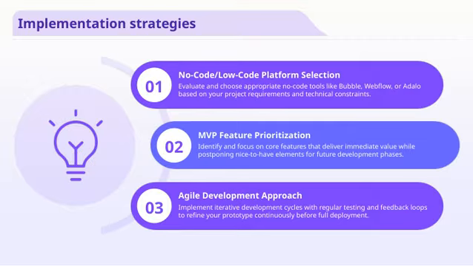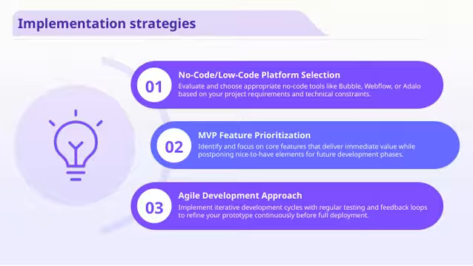Think about what features you need and how easily your team can work with these tools. Next, we have MVP feature prioritization. It's all about identifying the core features that will deliver immediate value. Focus on what's essential for your users right now and postpone those nice-to-have elements for later phases. This helps you launch faster and start learning from real user feedback sooner.